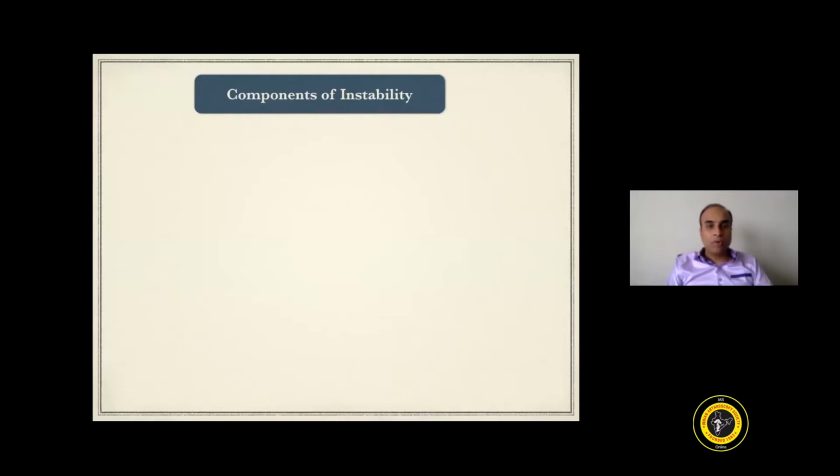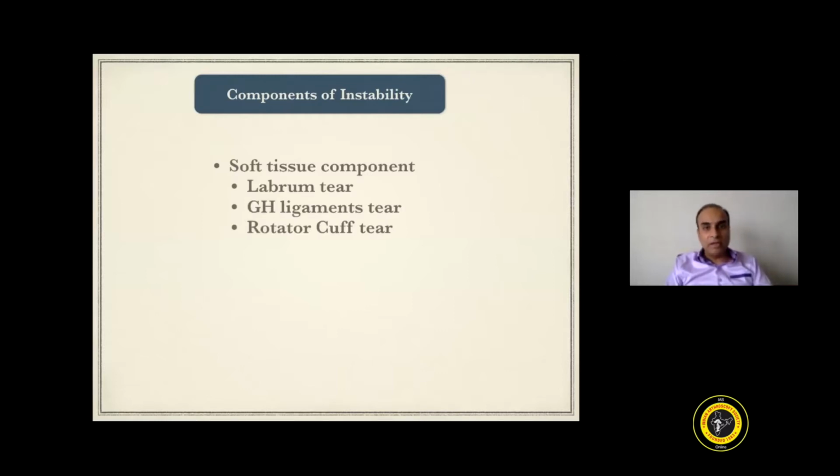Essentially, there are two components: a soft tissue component, which is composed of a labral tear and the glenohumeral ligaments, or sometimes in the elderly, a rotator cuff tear. The other is the bony component of instability. It could involve either the glenoid side or the humeral head in the form of a Hill-Sachs lesion.